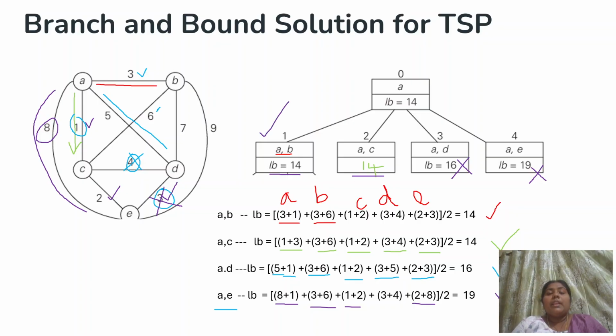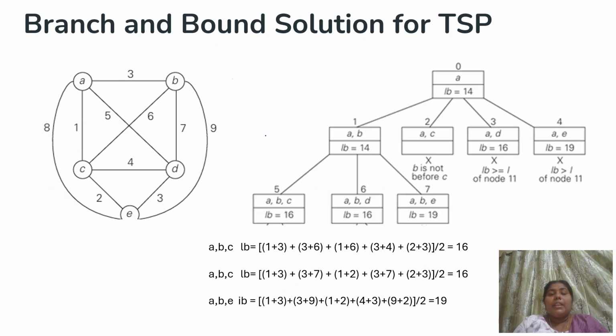So basically I'm just going to explore the path from A to B. So this is the next one. A to B is selected. So B is not before C, that is after C, so we are just not going to consider this one. I am just going to continue from this one. A to B is selected.